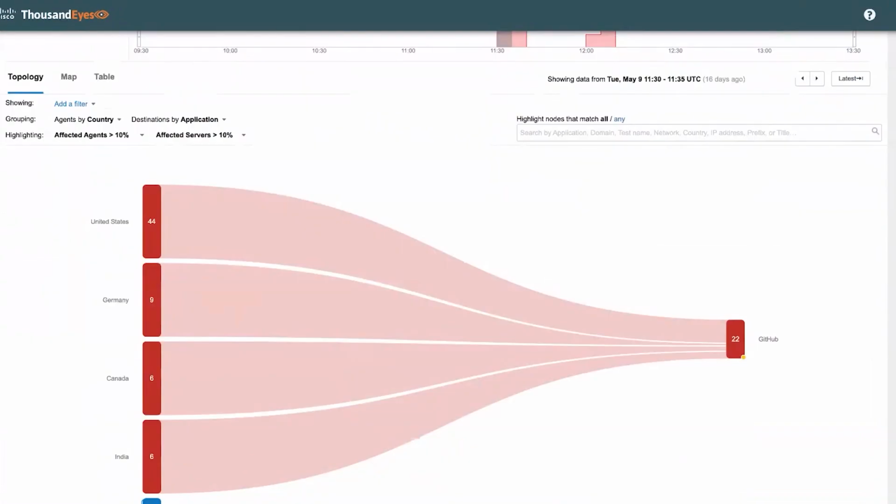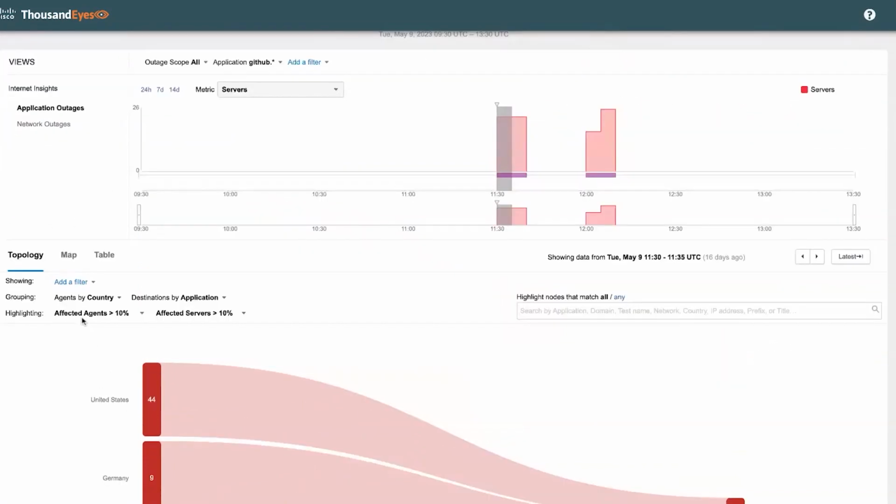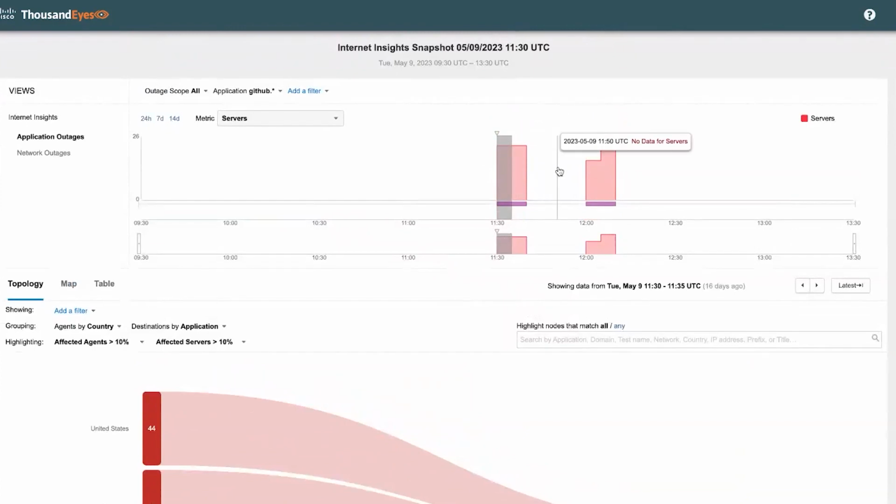So this is a quick view of a share link that we took during the disruption, and this is one from Internet Insight. This is actually showing us the application, so GitHub on the right, as Mike was mentioning, and then all the different locations where we saw the disruption. If I scroll up on the timeline, we caught this data around the 9th, and it's pretty interesting to see, again, from the global scale.